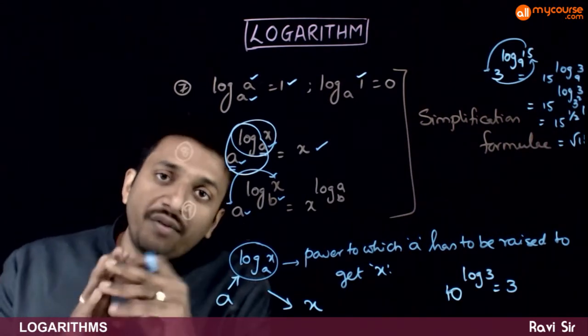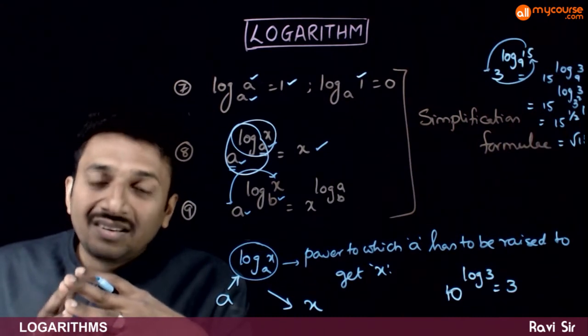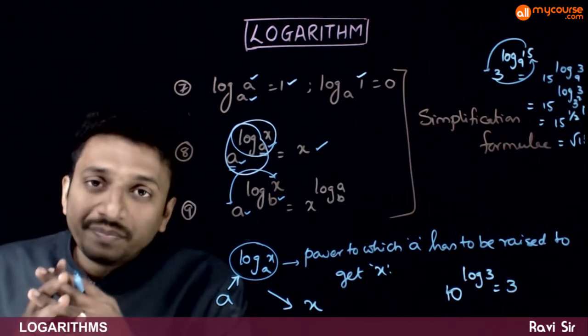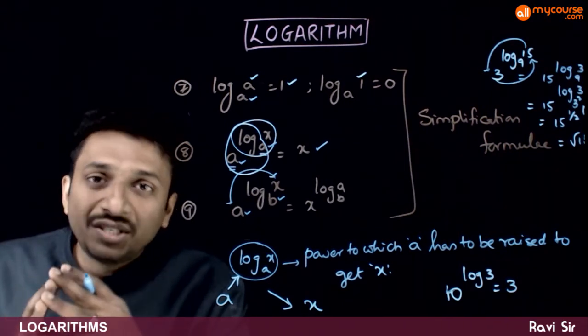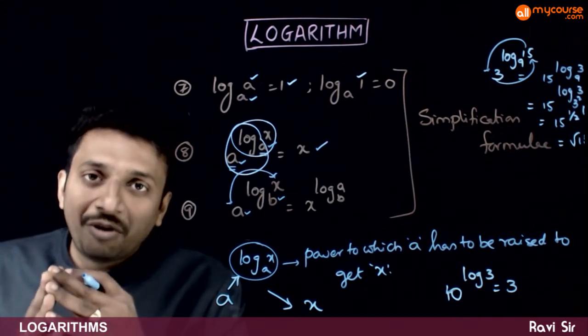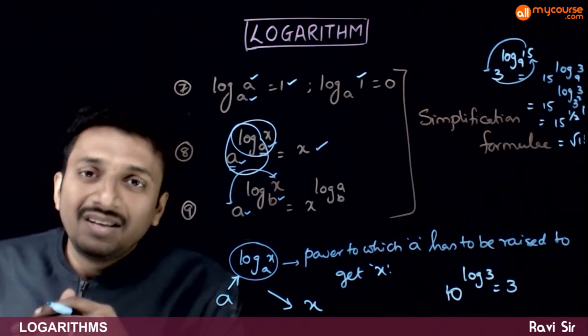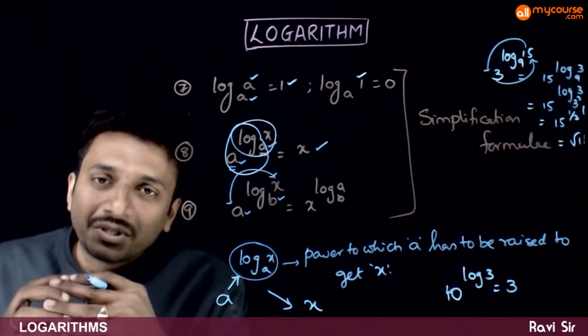So there are a total of 9 formulas which you need to remember in 3 sets. The first is product rule, quotient rule and power rule. The next set of formulas are called base change formulas. The third set of formulas are called simplification formulas. Once you master these 9 formulae, theoretically you can do any problem in logarithms.